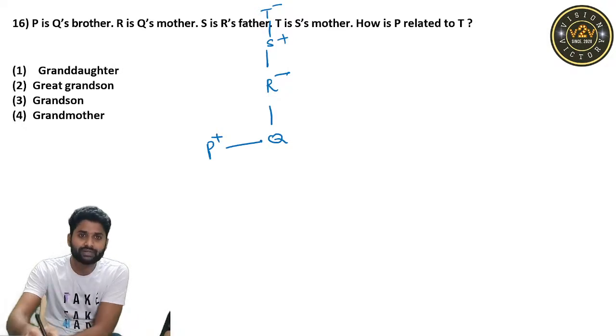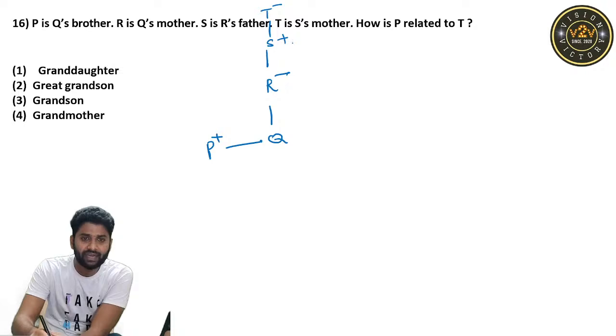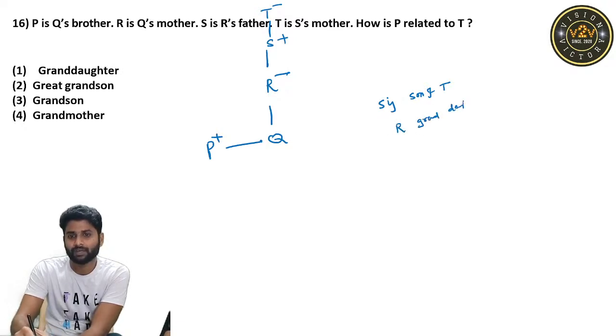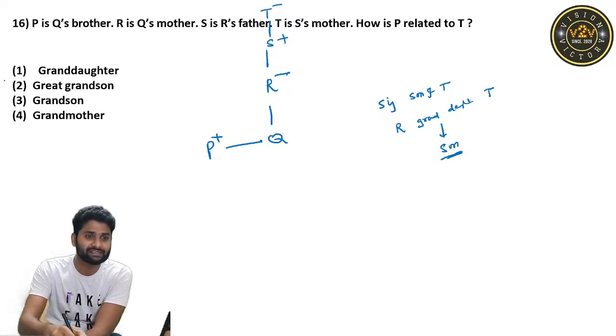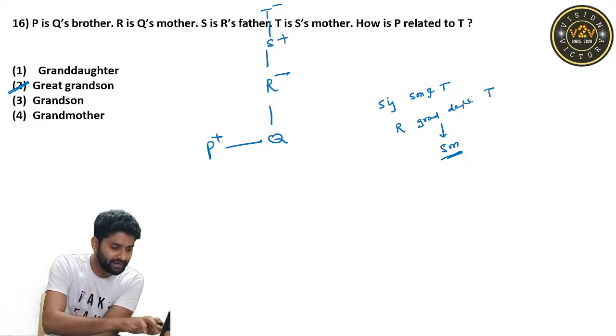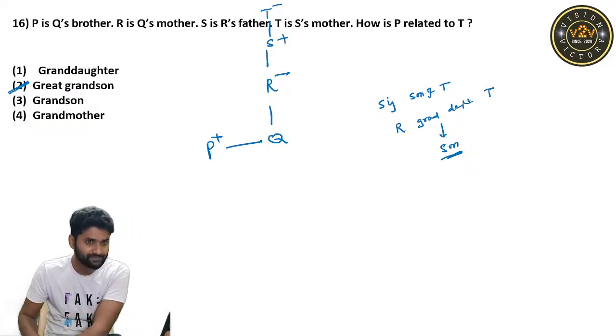P related to T. So here is the simple relation: S is the son of T. R is S's daughter, which means R is the granddaughter of T. And a granddaughter's son is a great grandson. So great grandson is the correct answer.